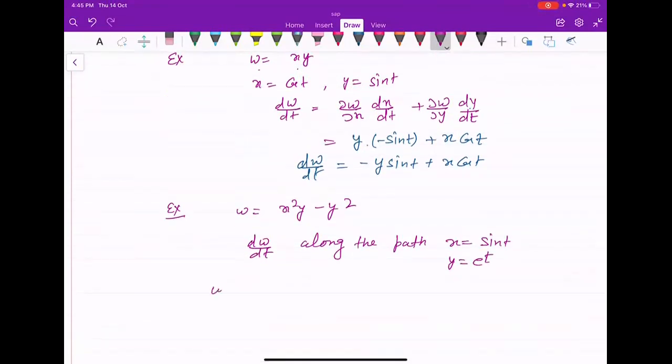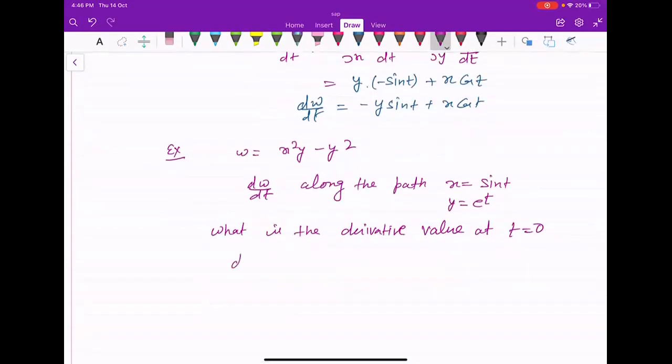And what is the derivative value at t equal to 0? So dw by dt is del w over del x dx by dt plus del w over del y dy by dt.